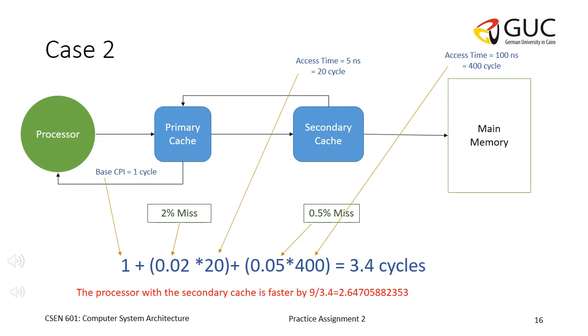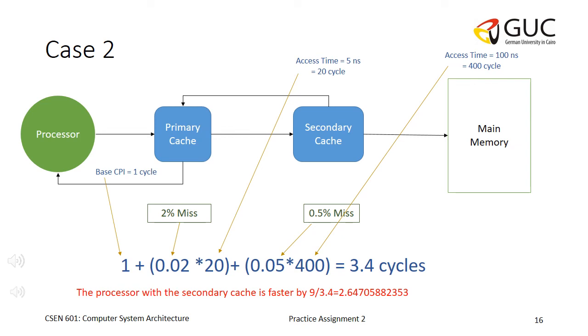The first port is between the processor and the primary cache. We have here only one clock cycle. Why one clock cycle? Because the base CPI is one cycle. And as we mentioned before, the base CPI is the number of cycles taken by the processor to access the data from the primary cache and get from it. This is the first part.